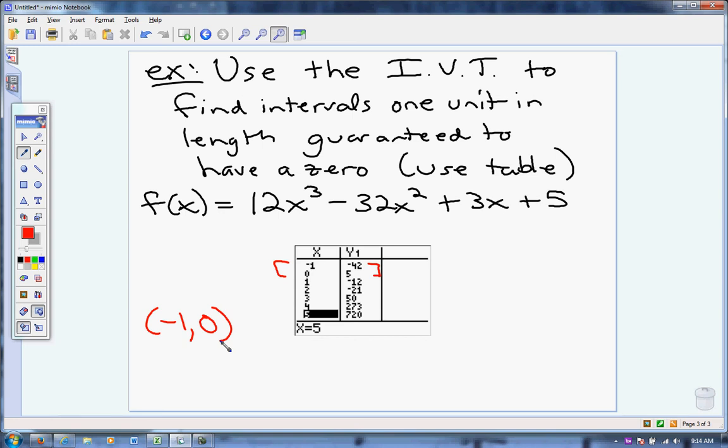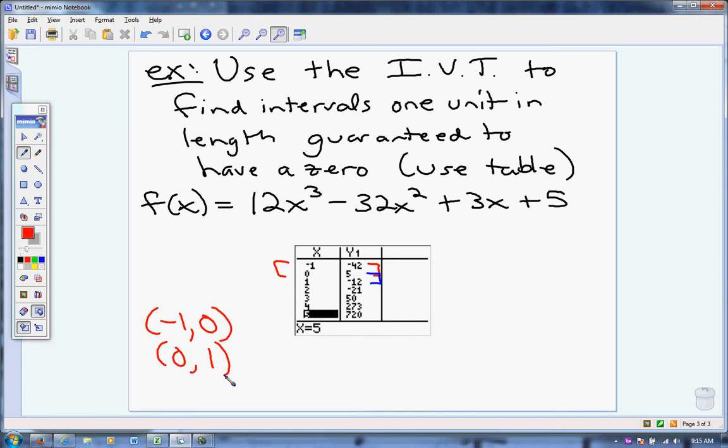Now look what happens. Doesn't it jump again from 5 to negative 12? If I look at the next interval on my table, it jumps from a positive value back down to a negative value. There has to be a 0 there. So there's my second interval, 0 to 1. That's the next place where there has to be a 0.